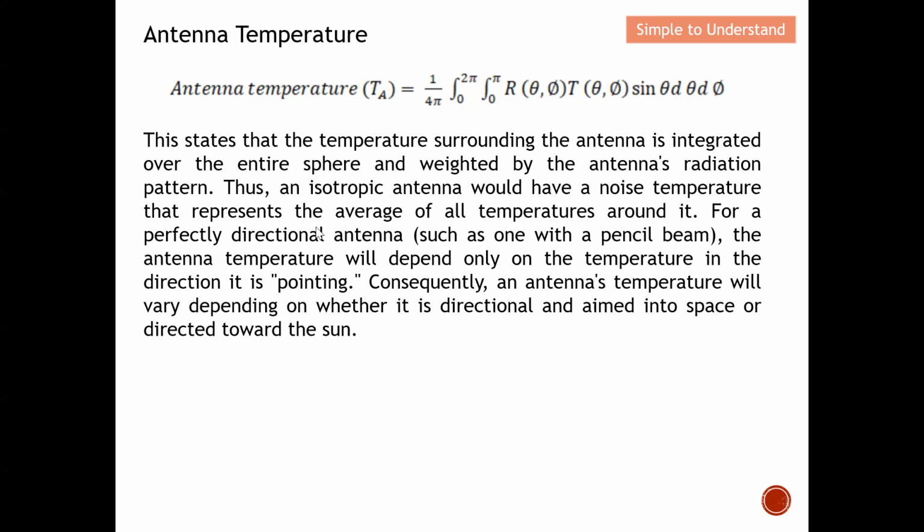However, for a directive antenna, for example a pencil beam, the antenna temperature will depend only on the temperature in the direction it is pointing. So when we have a directive antenna, it depends on which direction the antenna is pointing at. The antenna temperature will vary depending on whether it is aimed into space or directed towards the sun. This is why the antenna temperature also depends on the environment, besides the radiation pattern, as you can see from here.